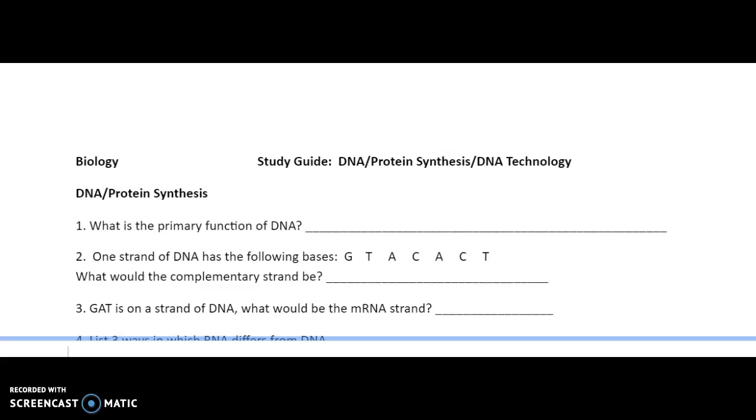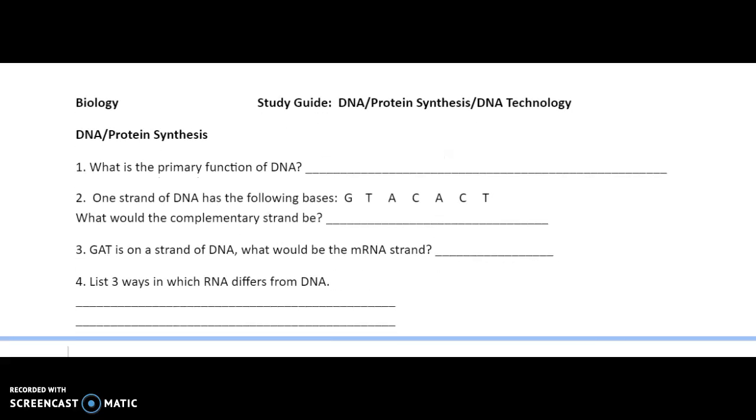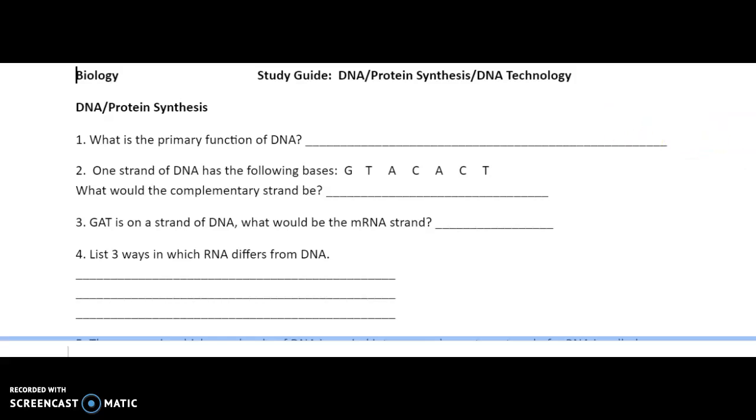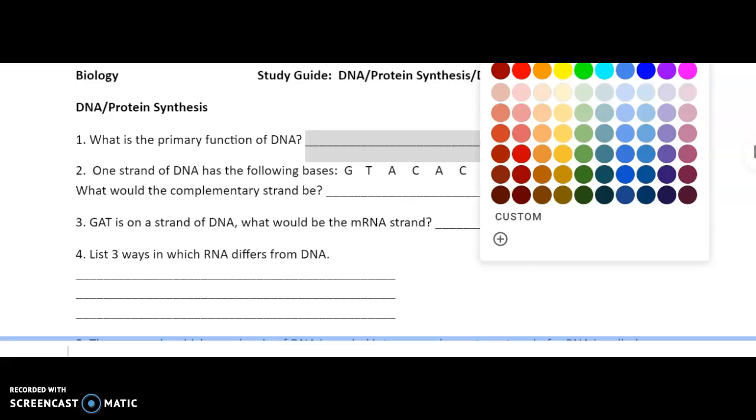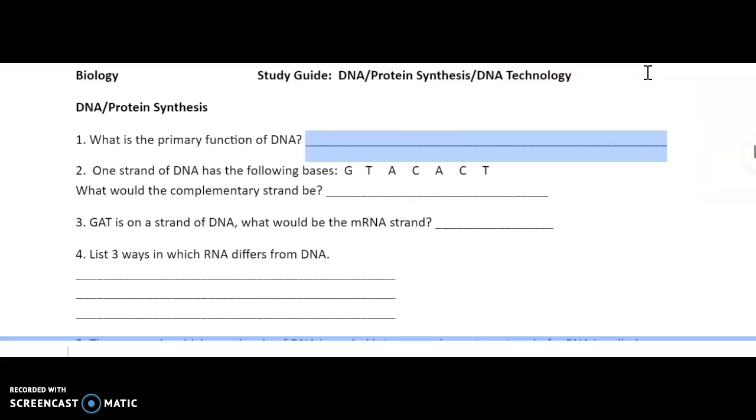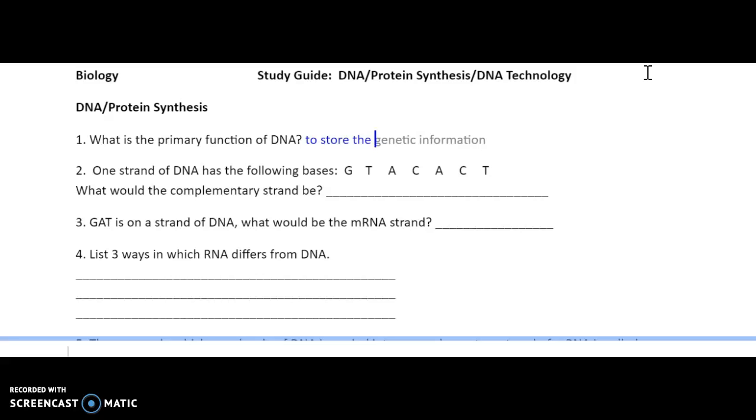DNA and protein synthesis. Question number 1 says, what is the primary function of DNA? Now, the primary function of DNA is to store those hereditary instructions for making proteins. Store the hereditary or genetic information for making proteins. The primary function of DNA is to store the genetic or the hereditary information for making proteins.